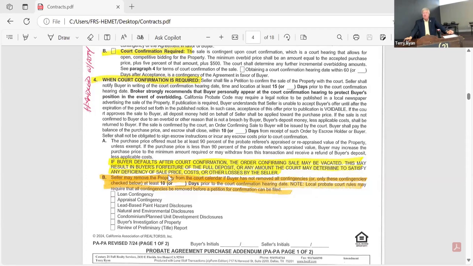The seller may remove the property from the court calendar if the buyer has not removed all contingencies, or only these contingencies checked below, 10 days prior to the court confirmation hearing date. So if you're going to do inspections, if you're going to get a loan, if you're going to do any of those things, you need to do them no later than 10 days prior to the court confirmation date. You can't go in there 5 days prior and decide, well, we did a buyer's investigation and found this and that, and so now we don't want the property anymore. You can't do that in the last couple of days, or this above part here is going to apply.